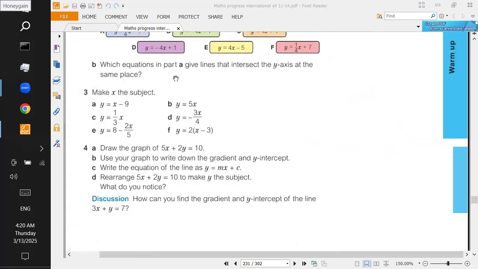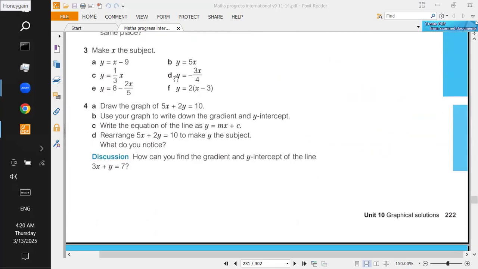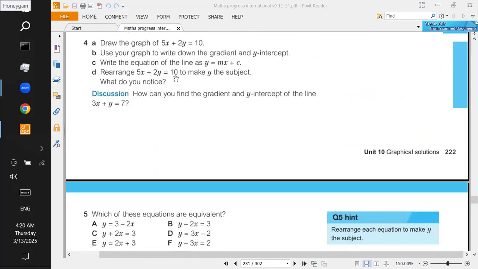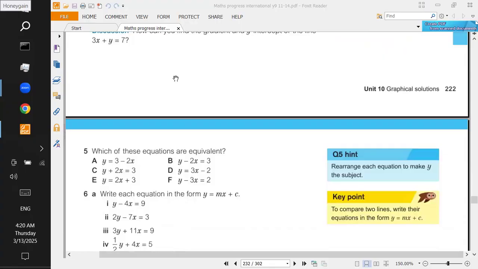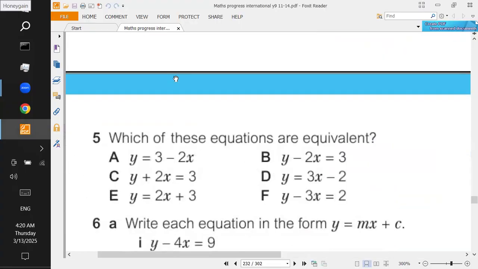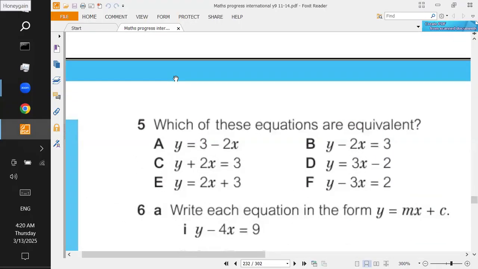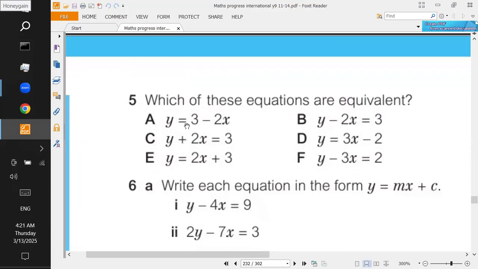Here, same ideas. Which of these equations are equivalent? Now, equivalent equations means they have the same gradient and the same y-intercept. This means you need to rearrange them and check if they have the same gradient and y-intercept. First, this one is rearranged. This one is rearranged. Let's rearrange this one.